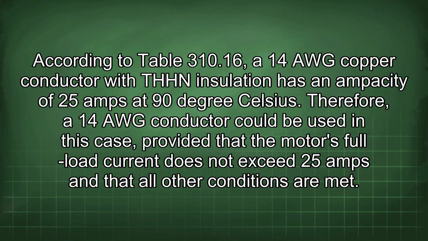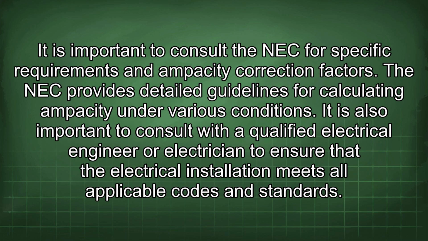According to Table 310.16, a 14 AWG copper conductor with THHN insulation has an ampacity of 25 amps at 90 degrees Celsius. Therefore, a 14 AWG conductor could be used in this case, provided that the motor's full load current does not exceed 25 amps and that all other conditions are met. It is important to consult the NEC for specific requirements and ampacity correction factors.